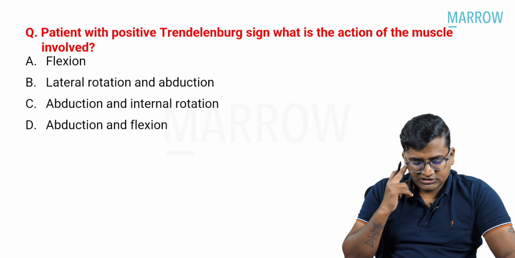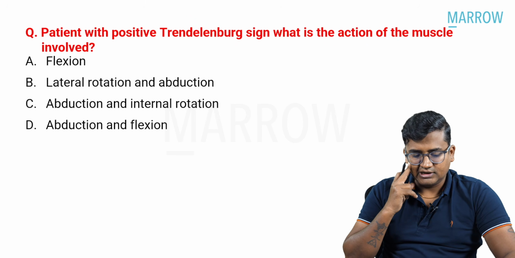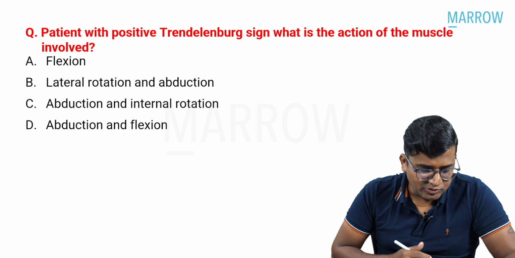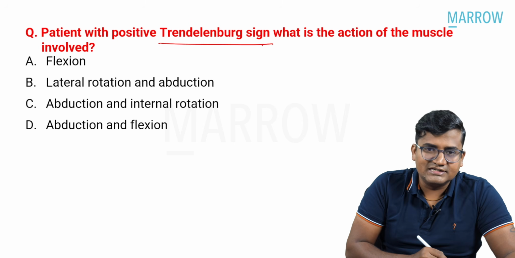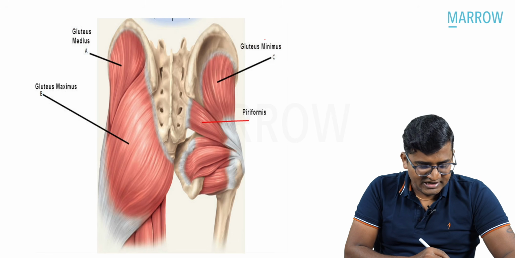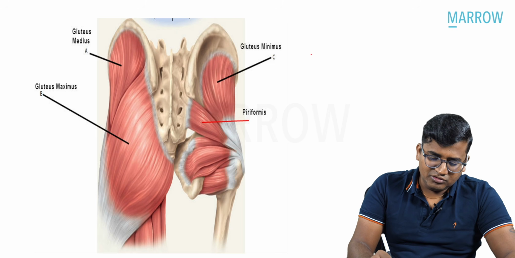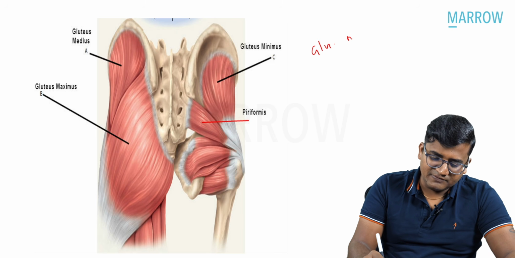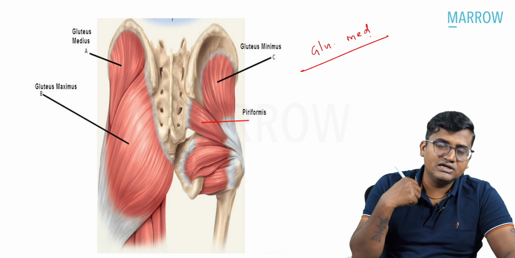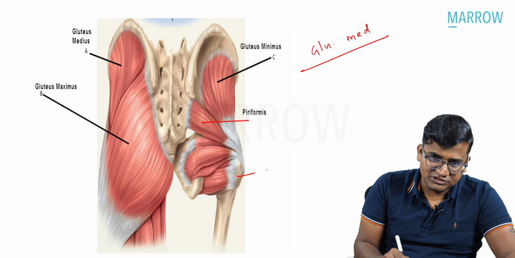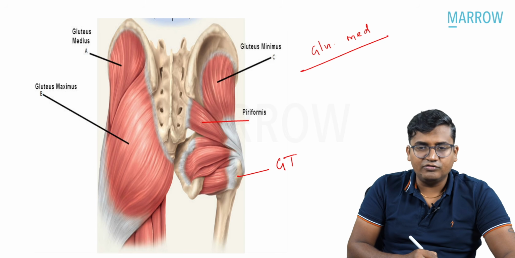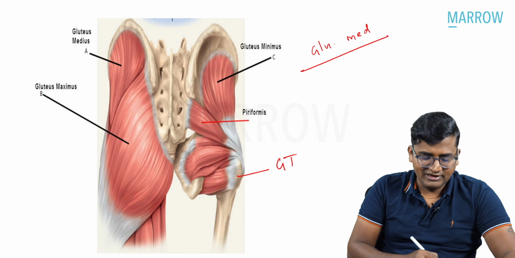Now, the patient with positive Trendelenburg sign, what is the action of the muscle involved? Okay. So what is the muscle involved in Trendelenburg sign? That is our gluteus medius and minimus muscle. Now, the gluteus medius and minimus muscles take origin from the hip bone and are inserted to the greater trochanter of the femur. Okay.